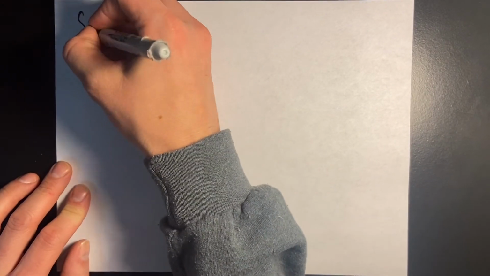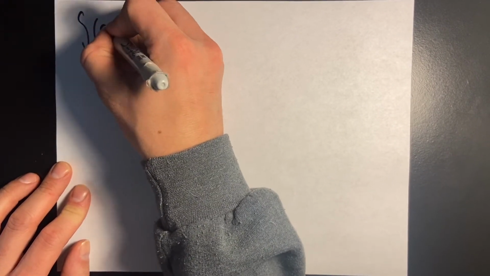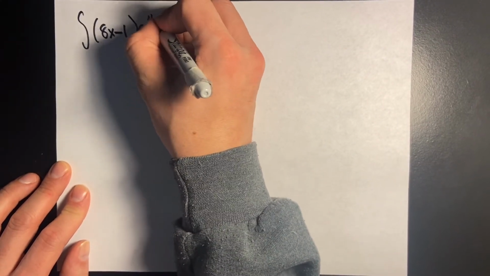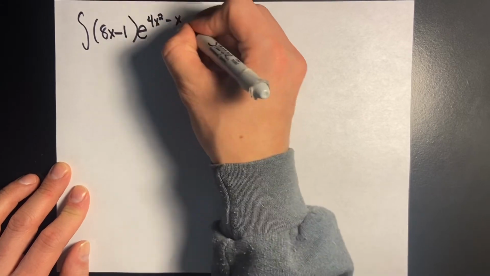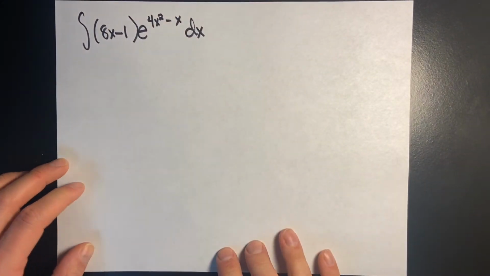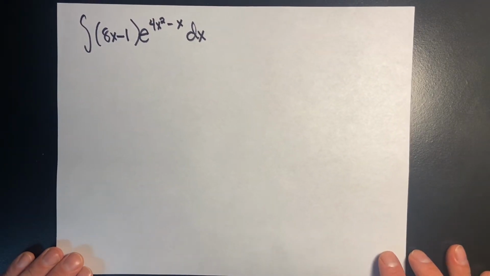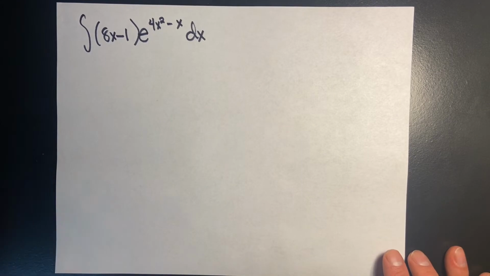All right, time to do some crazy problems. We have the integral of 8x minus 1 times the quantity e to the 4x squared minus x. If I give you an integral and it looks like a chain rule or a product rule type problem, that usually means integration by substitution. Okay, and in this case, yeah, integration by substitution.